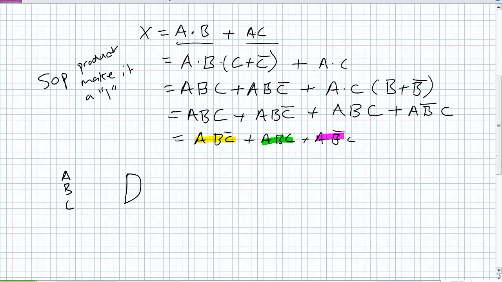How does that yellow term put a 1 on the output? Well, A could be a 1. I have to do nothing with it. B could be a 1. I don't have to do anything with it. Not C. So it means there's an inverter between C and the input.